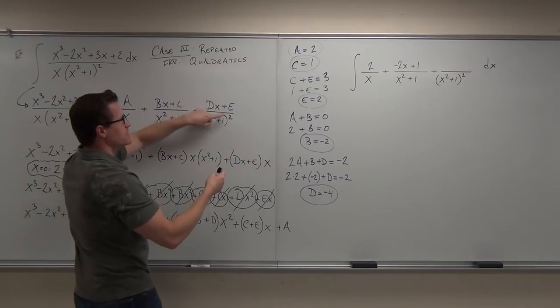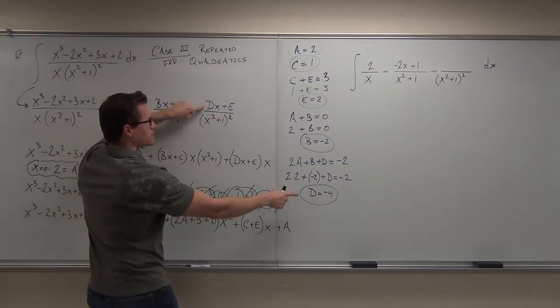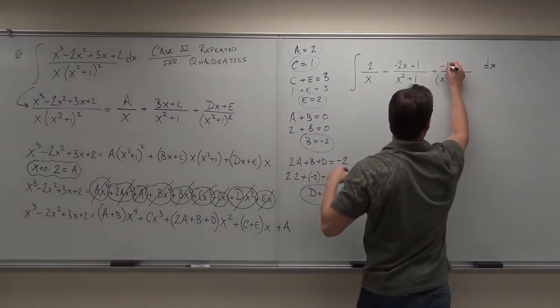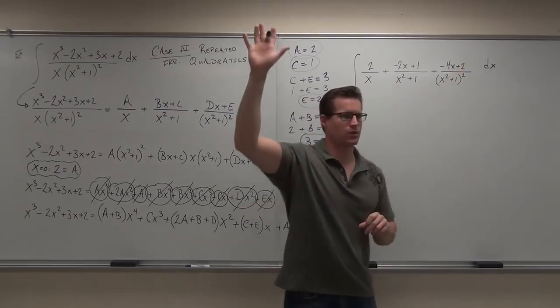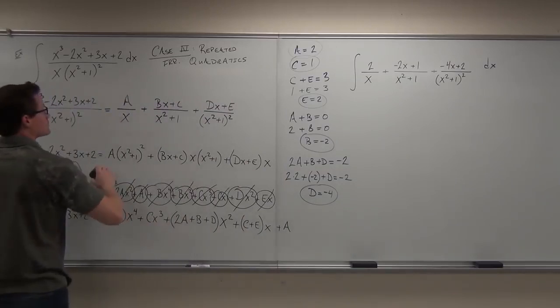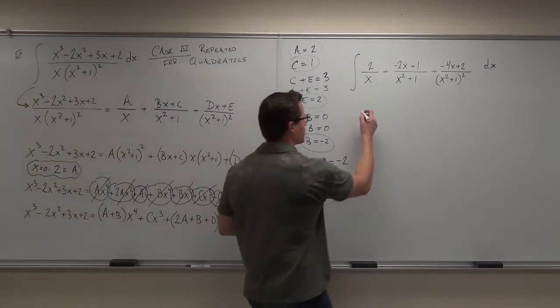And our last one, let's do dx plus e. What's d? -4. So it's going to be -4x plus 2. Okay, quick show of hands if you're okay with that one. Cool. Now we've got to kind of move, so I've got to erase this. I'll do one more step, and then I'll erase all this stuff.